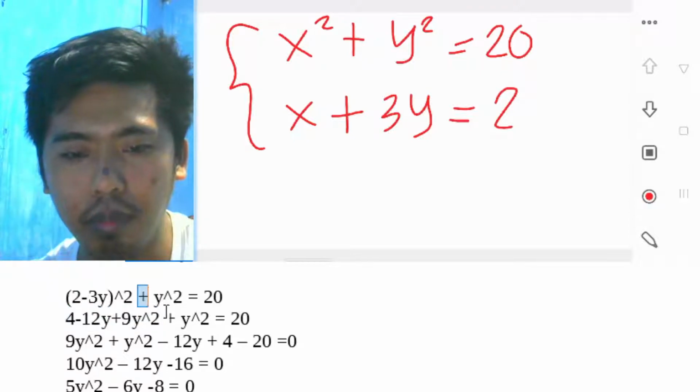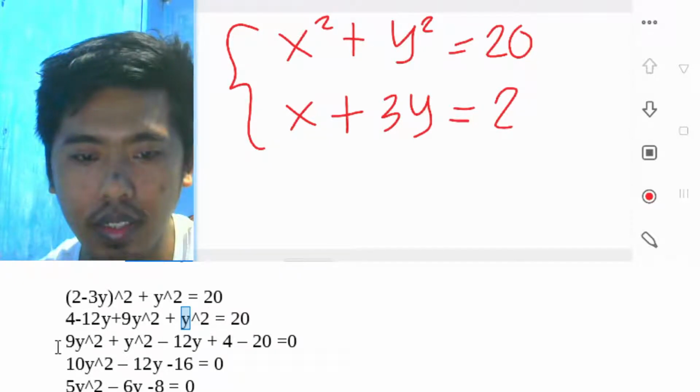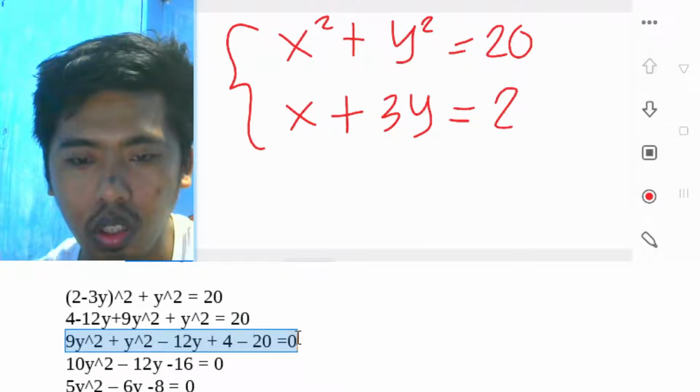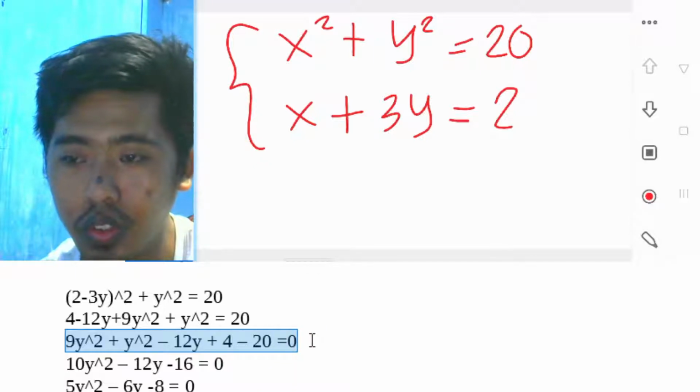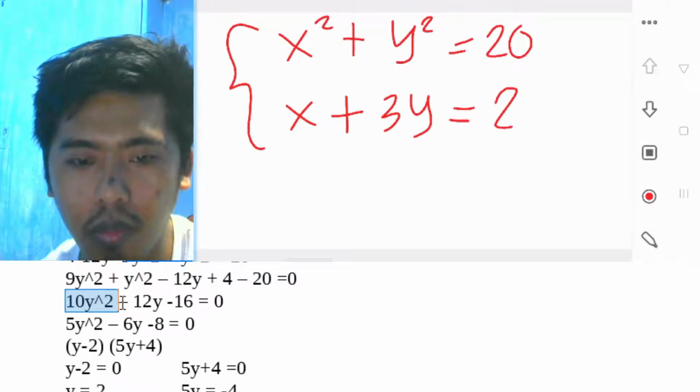Then copy the sign, then plus y squared equal to 20. Next, arrange. So 9y squared plus y squared minus 12y plus 4 minus 20 equal to 0, so I put the 0 on the other side. Next, add like terms: 10y squared minus 12y minus 16 equal to 0.